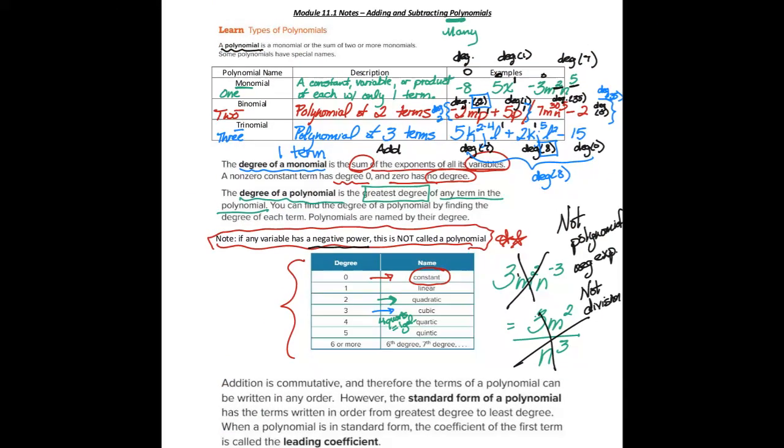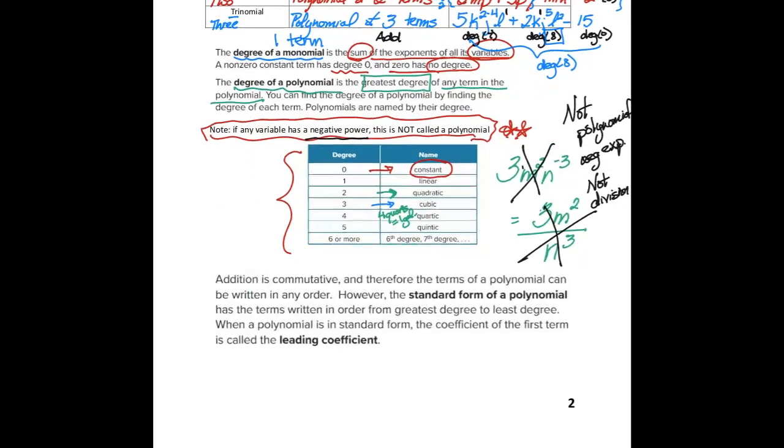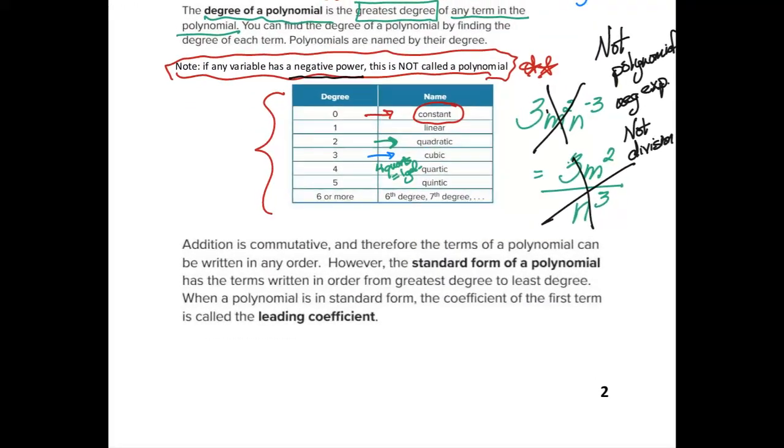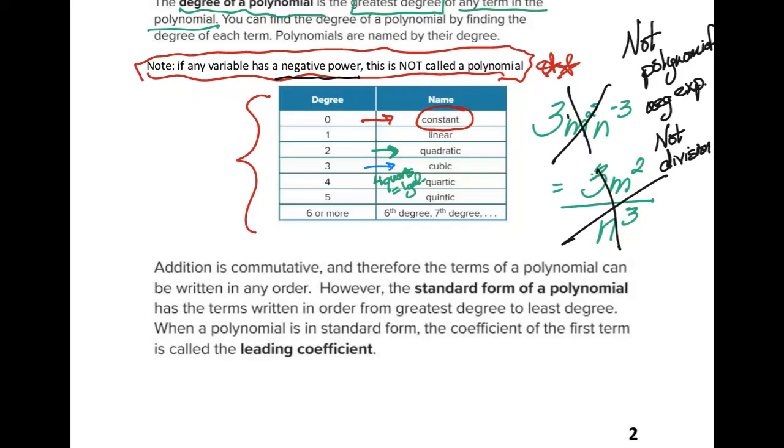And that comes from up here where we said it is a product. So you are only multiplying. If you ever divide, it is not a polynomial. Questions on that? All right, moving on. Addition is commutative. Does anybody know what commutative means? It means you can change the order.